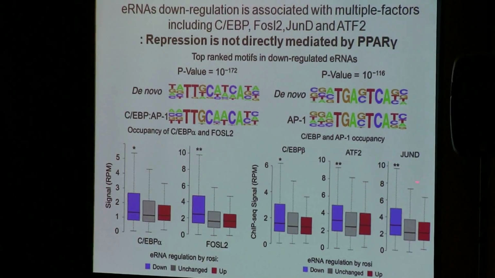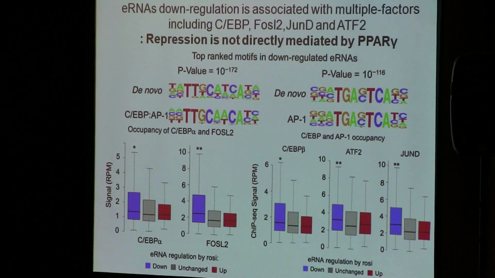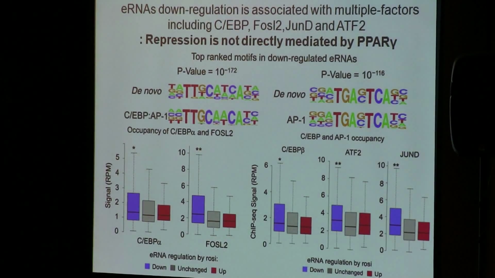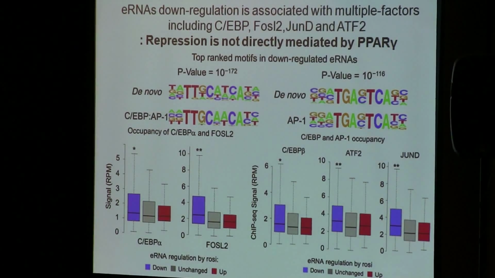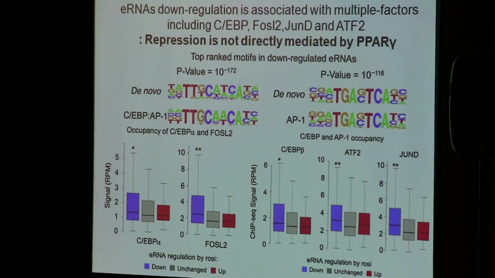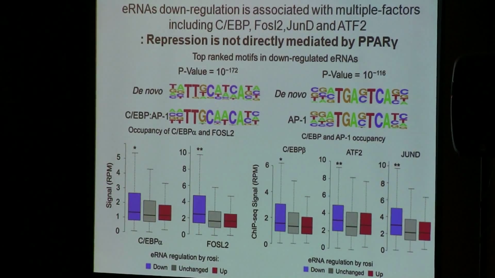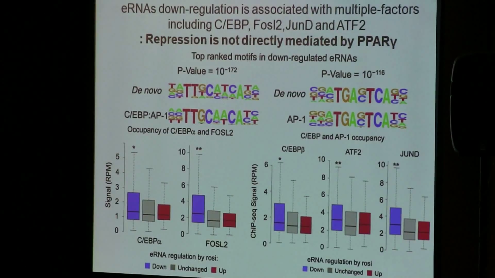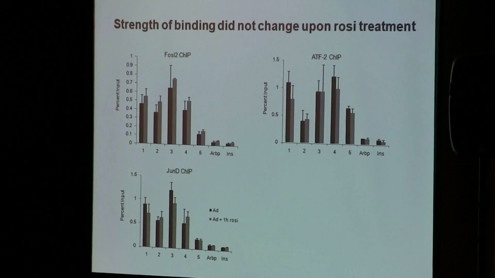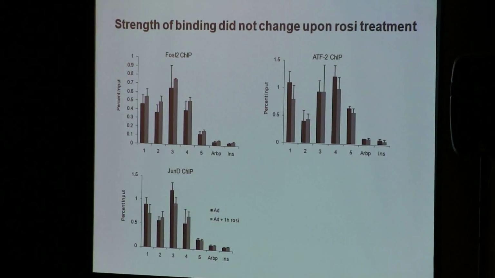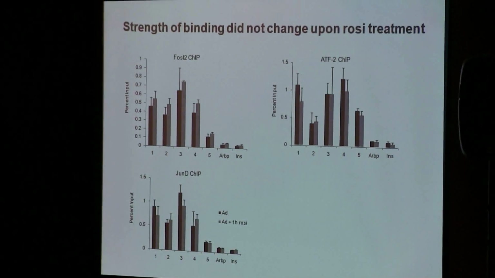And for all of them, we identified that for downregulated genes, there is more CBP ChIP-seq signal, more ATF2 ChIP-seq signal. That means that it's not only CBP, but also some other factors, including ATF2 and JUND. So many factors are associated with downregulation of eRNA. And we checked if the binding strength, intensity of CBP, as well as other AP1 factors, are affected by TZD.